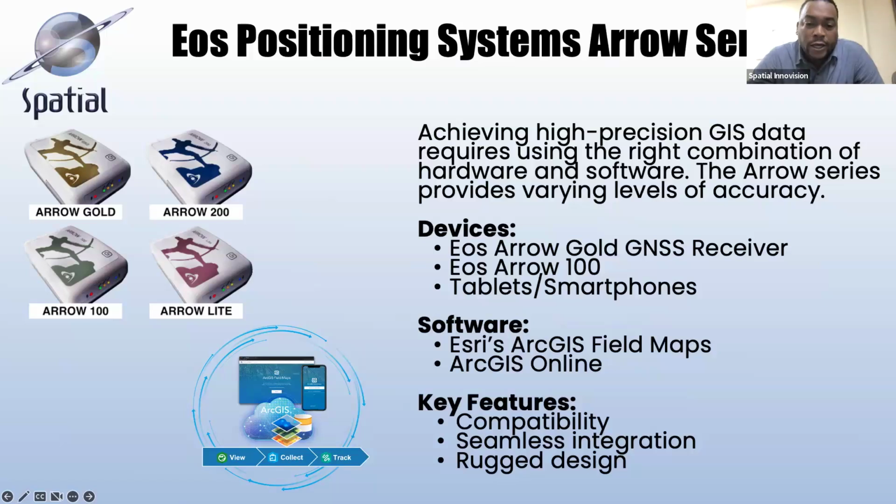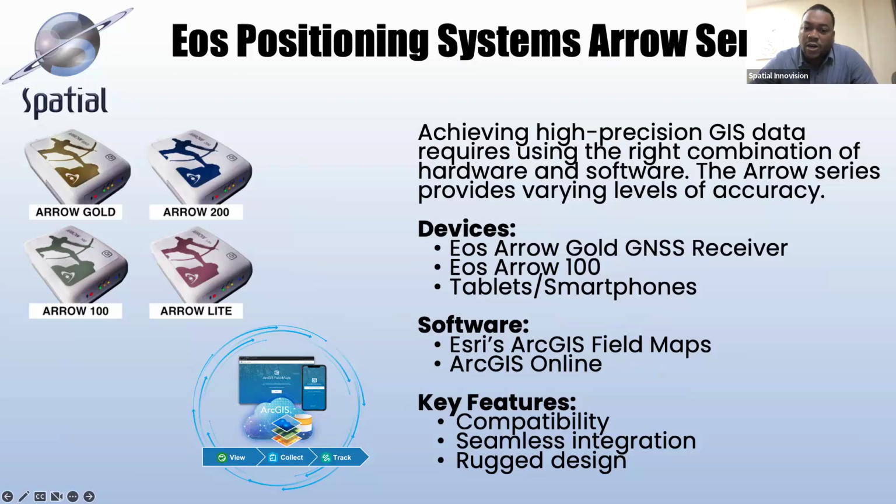Now I will speak about the EOS positioning system. It offers a powerful range of GNSS receivers designed to make professional-grade data collection attainable for a broad audience. EOS offers a variety of models of R series GNSS receivers. Each model provides either sub-meter, sub-foot, or centimeter level accuracy.